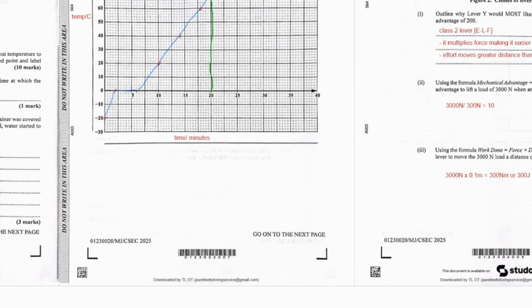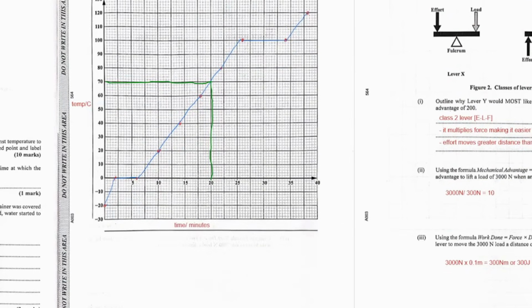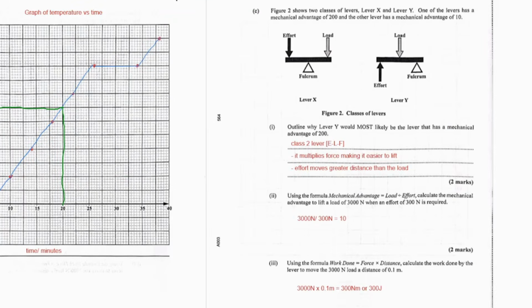And we have the last part. So figure 2 shows two classes of levers. You have lever X and you have lever Y. One of the levers has a mechanical advantage of 200 and the other lever has a mechanical advantage of 10. So you have lever X and you have lever Y.